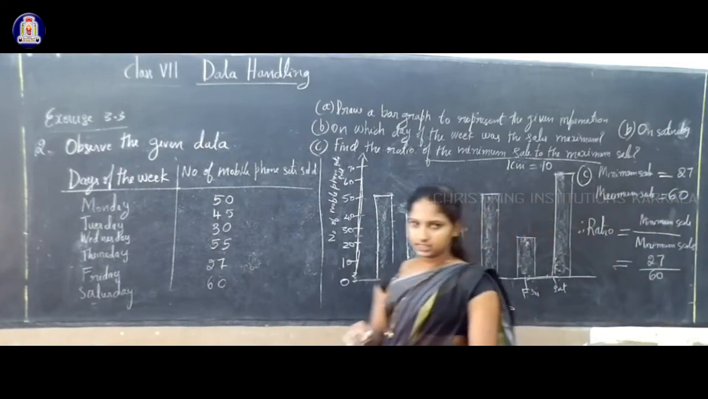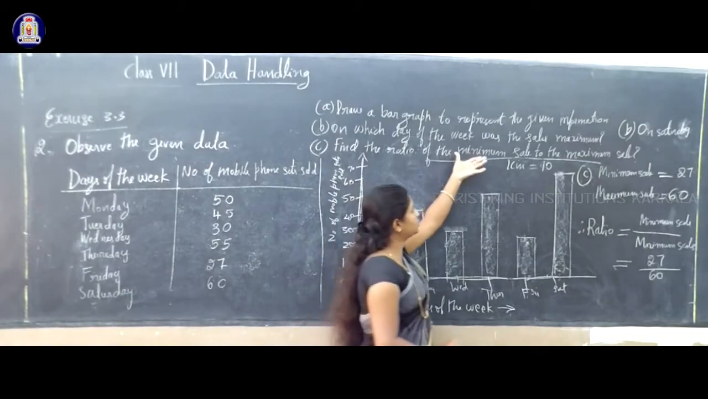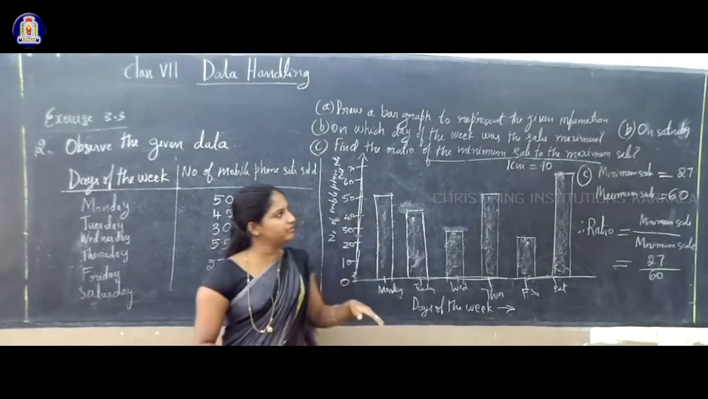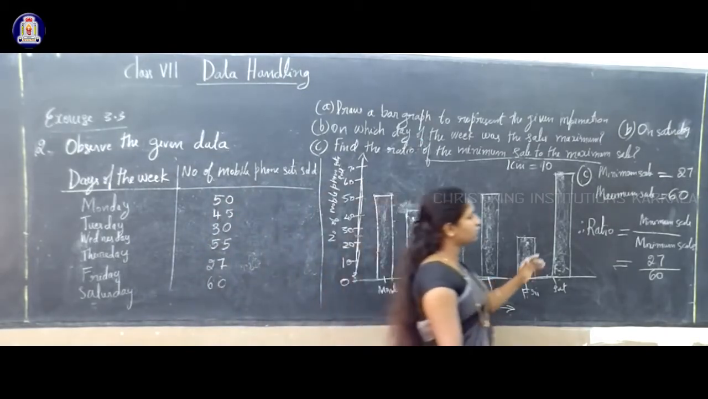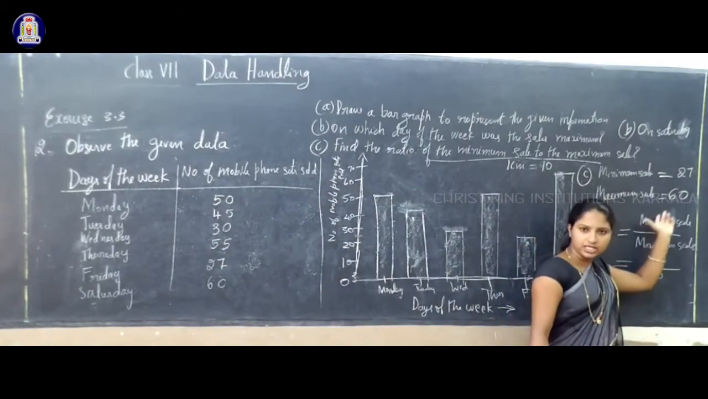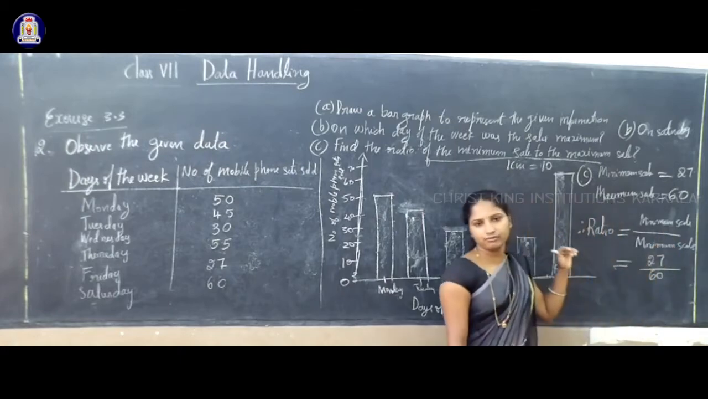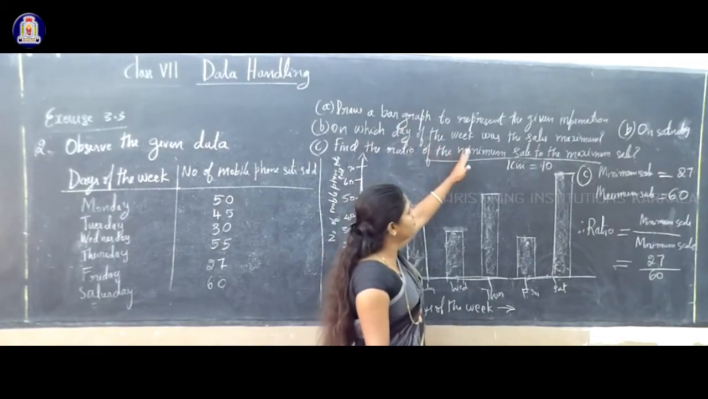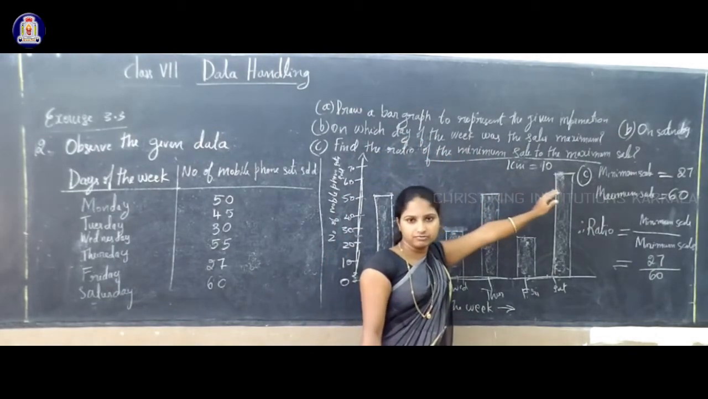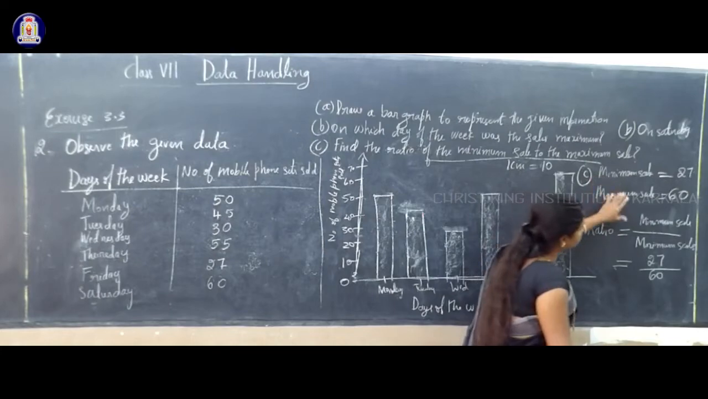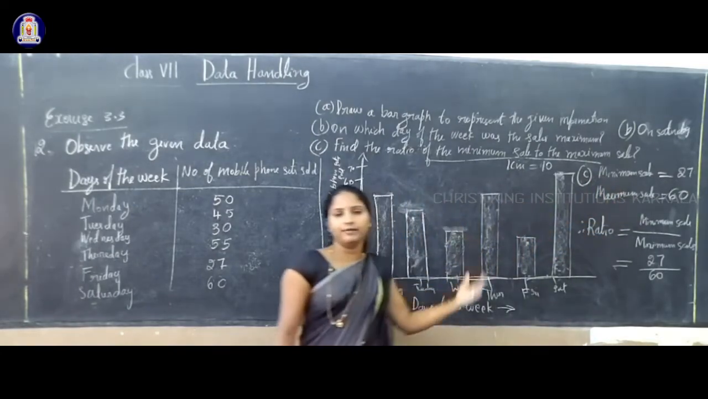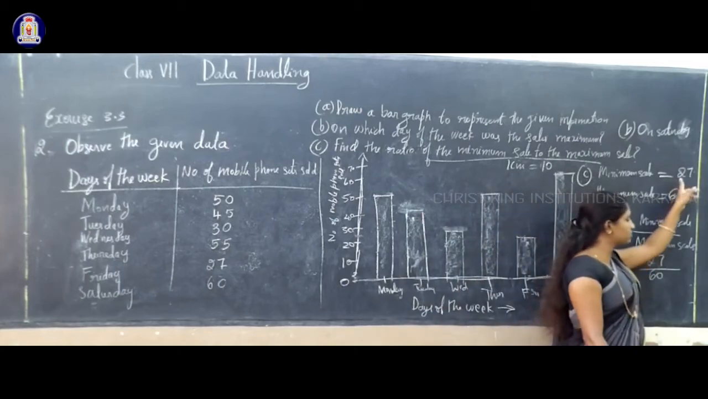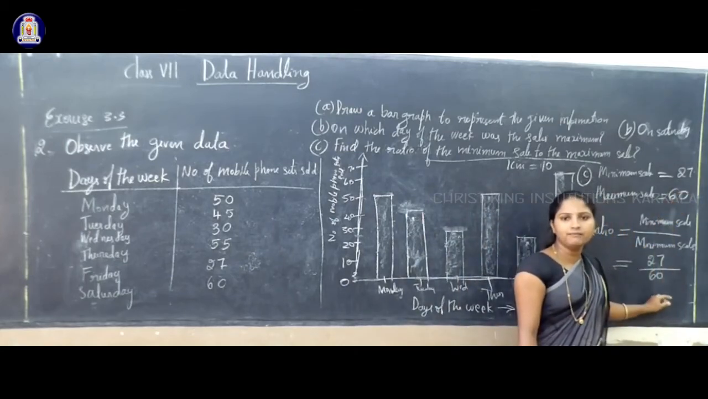Suppose in the question they mention maximum sale to the minimum sale, which means you are writing the ratio: in the numerator you must write maximum sale, and in the denominator you must write minimum sale. Clear? That depends on the question. They asked to find the ratio of minimum sale to the maximum sale, so you must write the minimum sale in the numerator and maximum sale in the denominator. So minimum sale is 27 and maximum sale is 60.